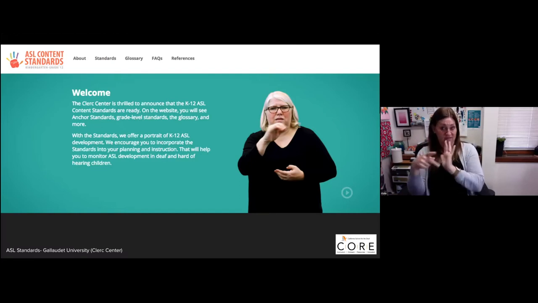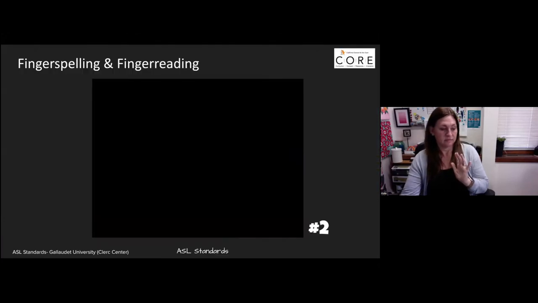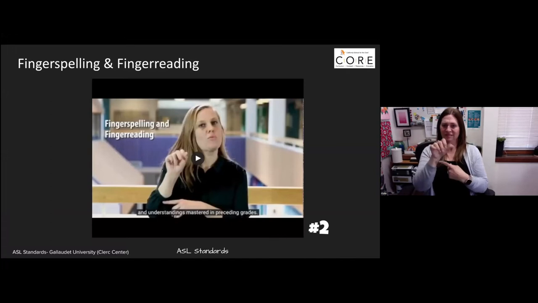For example, one of them is related to ASL phonetics. And one of those is finger spelling and finger reading. Most people have not seen that word, but we know when we fingerspell, but when the person is looking at us reading that, that becomes finger reading, right? So I'm going to show a short video here, which explains how that would work with the ASL standards.